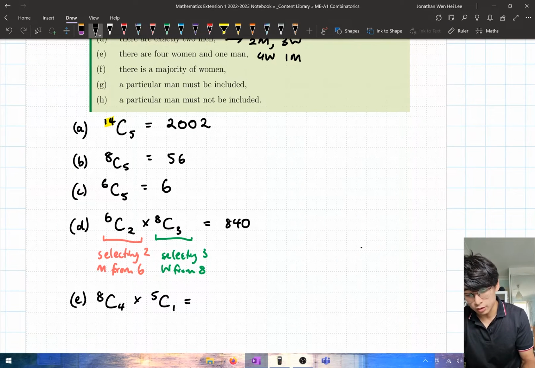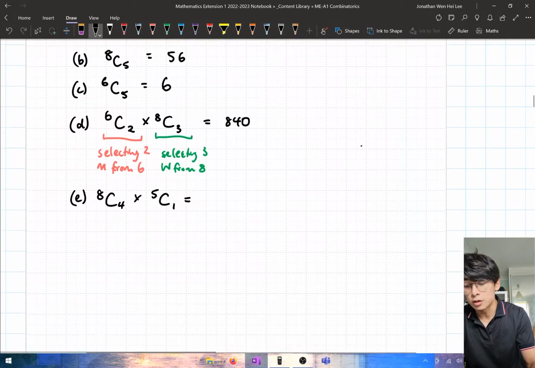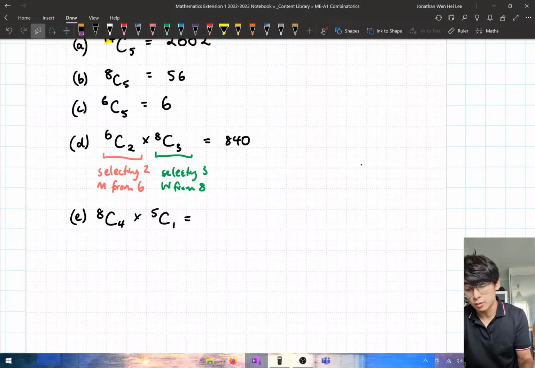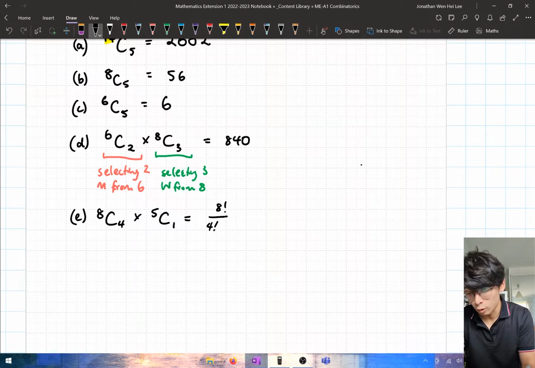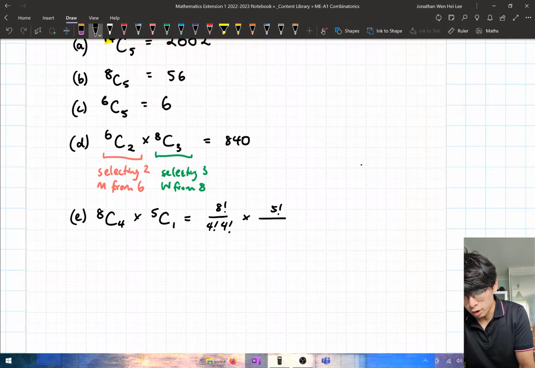And so here we can chuck this straight into our calculator. We could also do this arithmetically. So we could go 8 choose 4 is just 8 factorial over 4 factorial times 8 minus 4, which is 4 factorial, times 5 factorial over 1 factorial times 5 minus 1 factorial, which is 4 factorial.